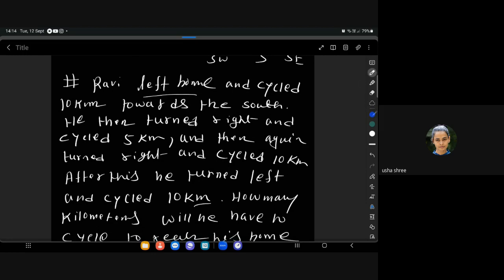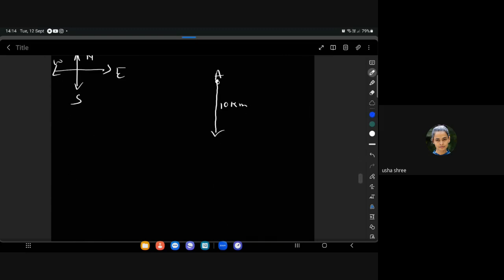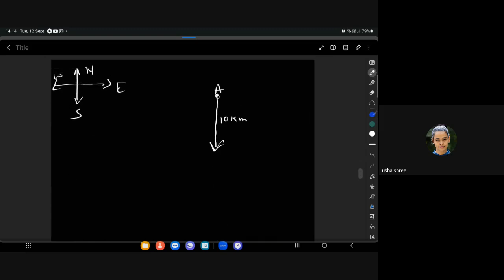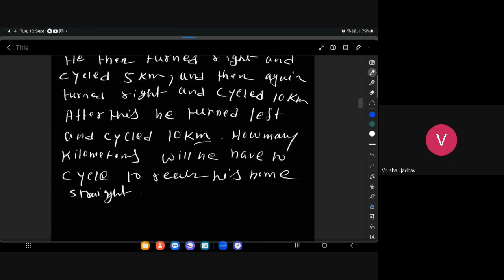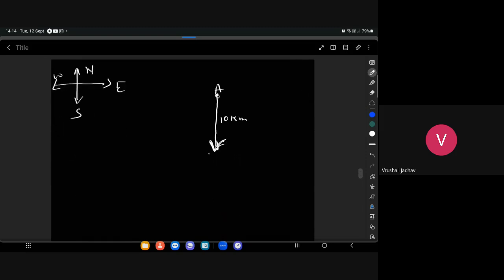Then he turned right and cycled 5 kilometers. If you turn right from this position, which direction would you go? Right or left? It must be west. So this is your face. You are facing this side. These are your hands. So 5 kilometers towards the west now.